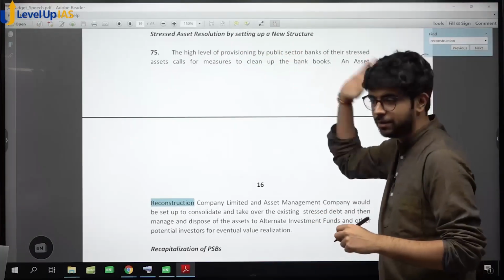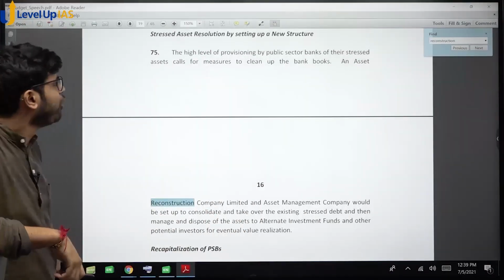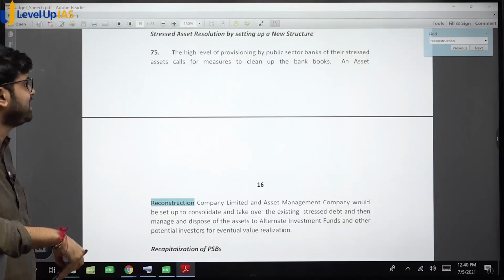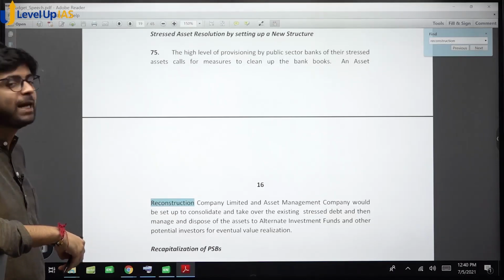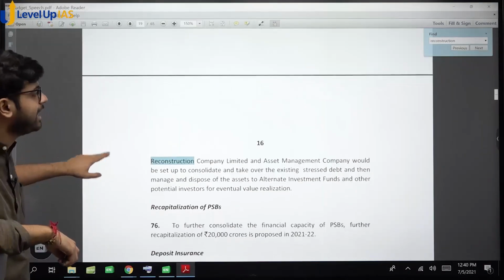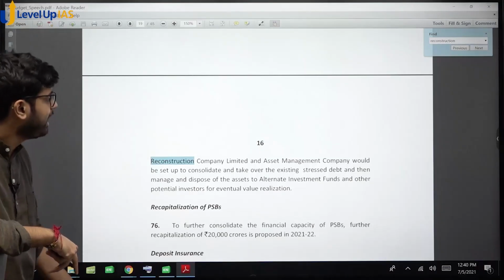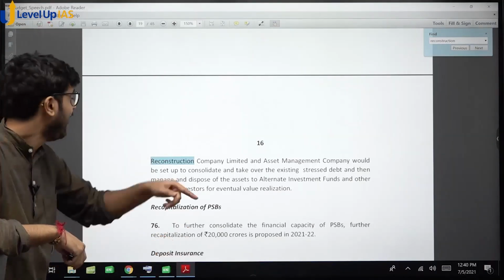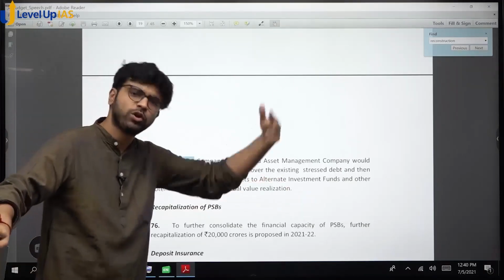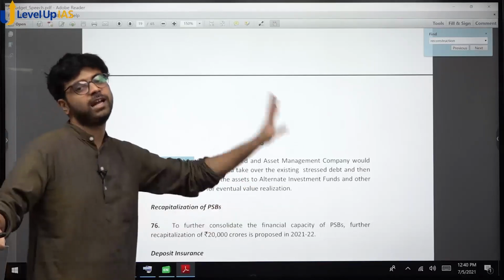Read this. Try to tell me whether you understand or not. क्या है ये? The high level of provisioning by public sector banks of their stressed asset calls for measures to clean up the bank's books. An asset reconstruction company limited, an asset management company would be set up to consolidate and take over the existing stressed debt and then manage and dispose of the assets to alternate investment funds, those who are buying, and other potential investors for eventual value realization.